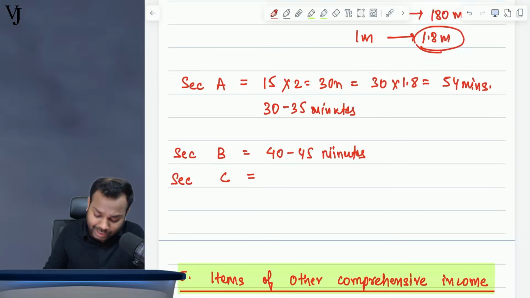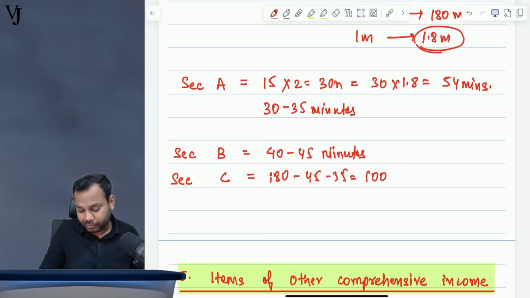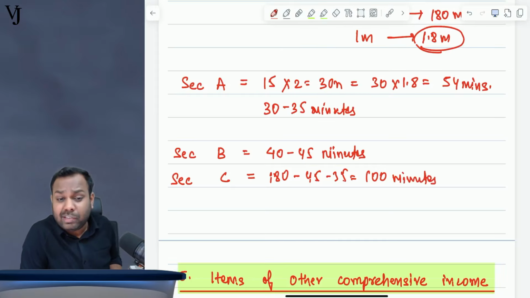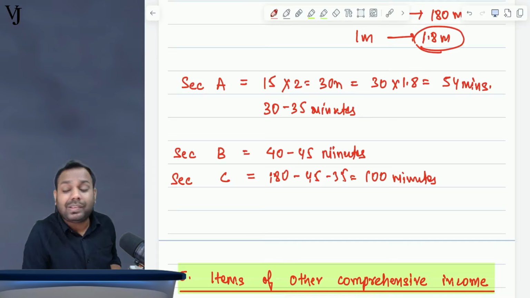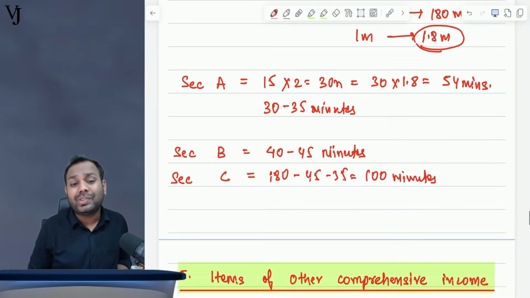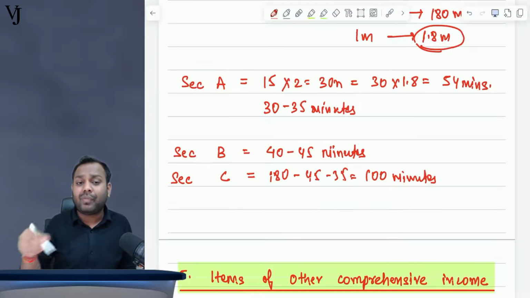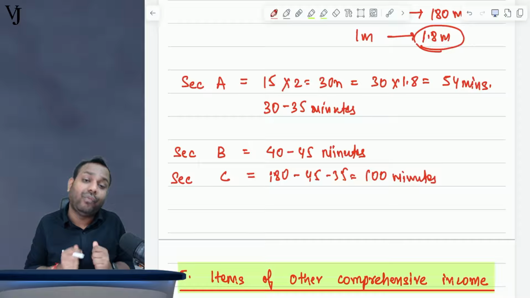Okay, so what is the rest time? Out of 180 minus 45 minus 35, how much? 80, 100 minutes. Why 100 minutes? Why am I doing this disproportion? Because in section C, you have to give a lot of workings, which is not the case with section A and section B. You are not required to show any workings. You can do everything in the rough and just tick mark. So section C will need more time.